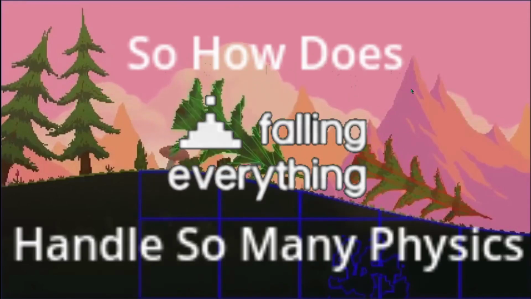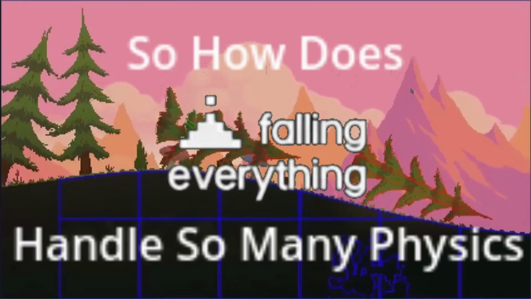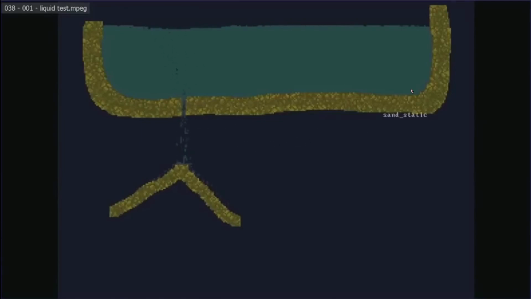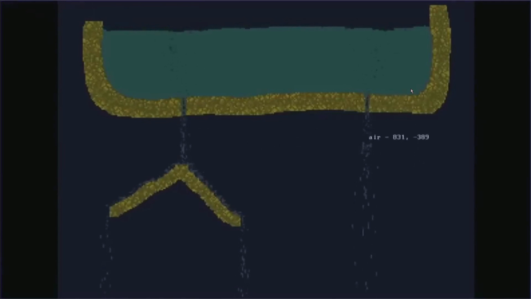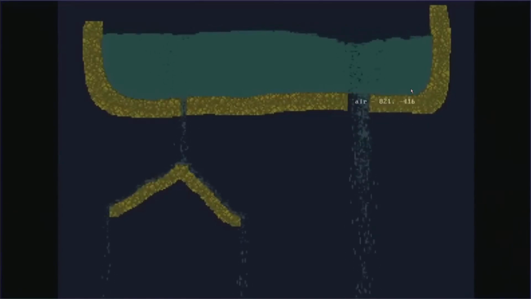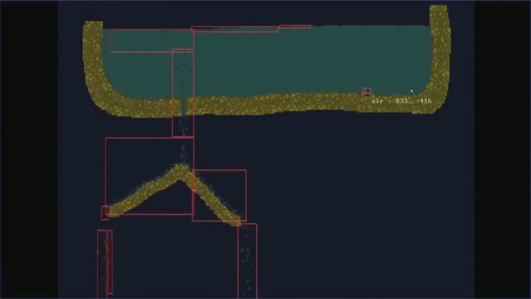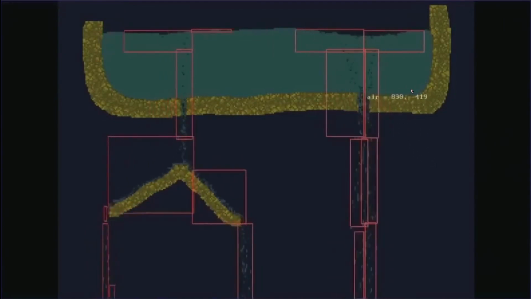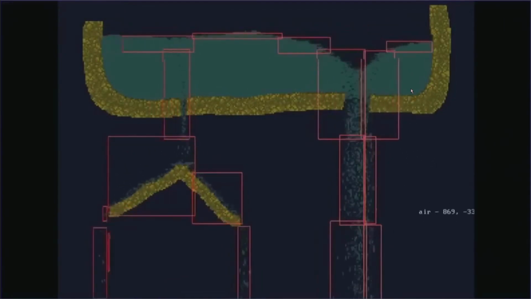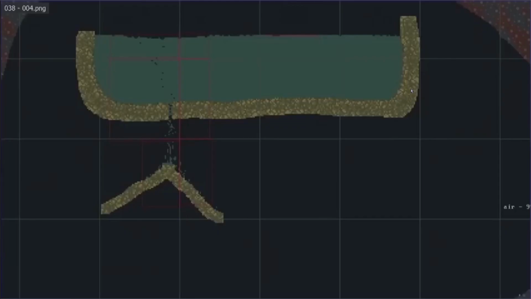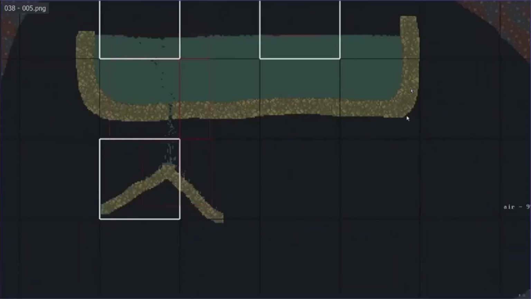So, how does Falling Everything handle so much physics? Well, by only updating moving pixels while grouping them into dirty squares, as idle pixels are pretty stable, and then we slice the grids into sectors. So this is an example of handling all the pixels into dirty squares, and then we cut them up into sectors, and so multithreading is possible because the same pixel will not be processed again and again to create chaos.